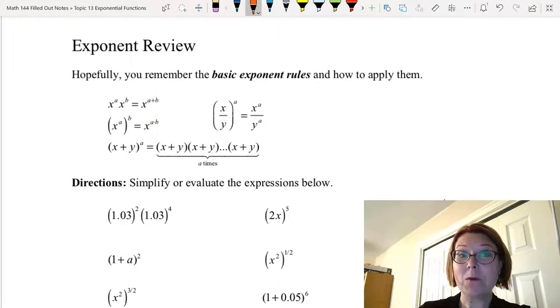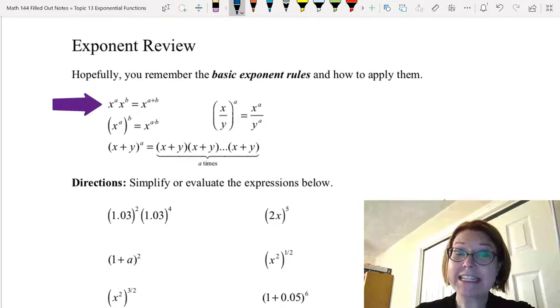In this video, I want to do a little bit of exponent review. Hopefully you remember some basic exponent rules and how to apply them. Let's just make sure you know the basics first. Our first rule is x^a times x^b equals x^(a+b). In other words, when we multiply like bases, we can add the exponents.